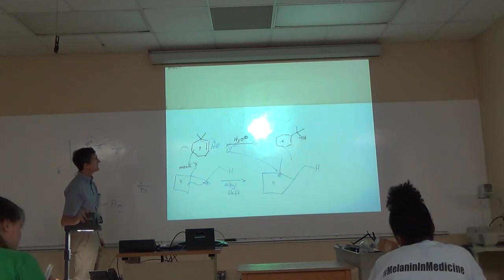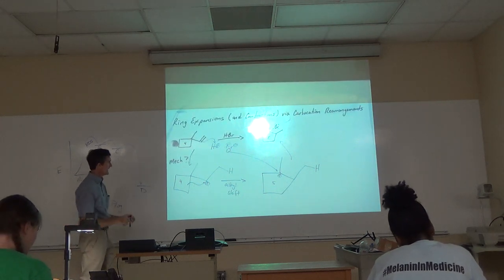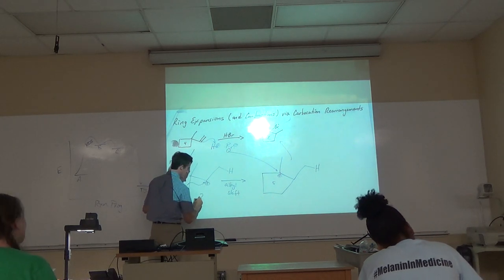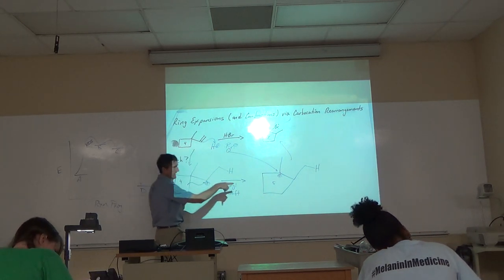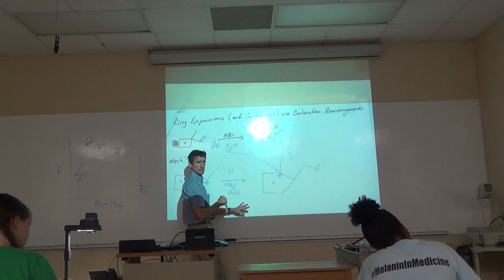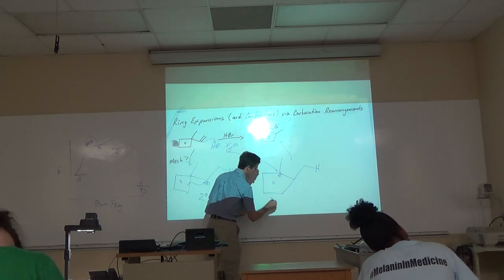By the way, back up here, we didn't clarify, but what type of cation did we initially form? Secondary? What type did we get when we did the ring expansion? Tertiary.